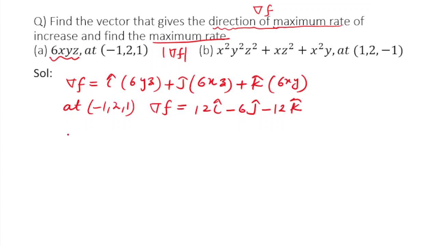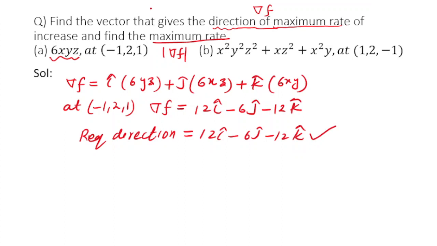Now the first question is, what is the direction? So the required direction, the direction in which it will be maximum, is equal to 12i minus 6j minus 12k. So this is the answer to find the vector, meaning we have calculated the vector that gives the direction of maximum rate of increase. So this vector gives the direction, because a vector gives you a direction. So in this direction the function will change with the maximum rate.